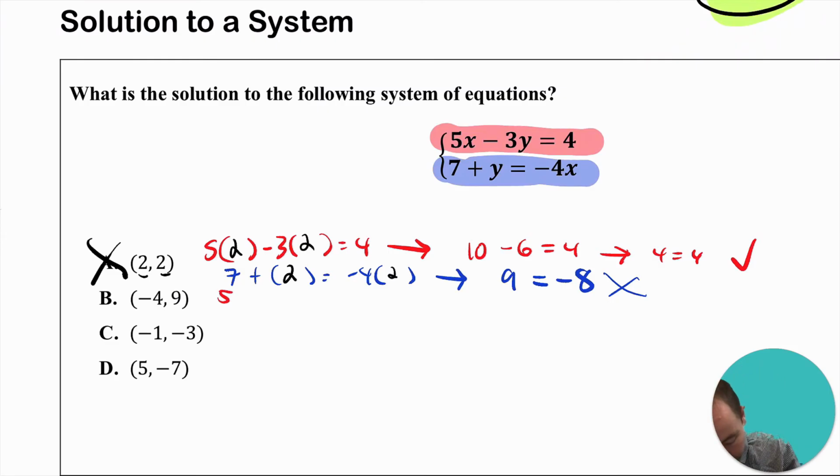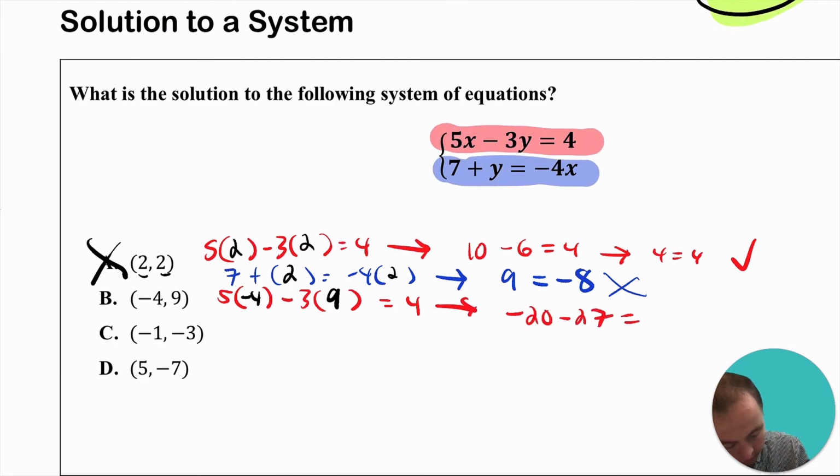So does 5 times the x minus 3 times the y equal 4? We'll substitute in the negative 4 for the x, the positive 9 for the y. So we end up getting negative 20 minus 27 equals 4, which gives us negative 47 equals 4. So clearly that didn't work in the first condition, so it doesn't matter if it works in the second or not, right? We need to satisfy both. So that can rule out B as a possibility. Then we can check C or check D, whatever you want to check.